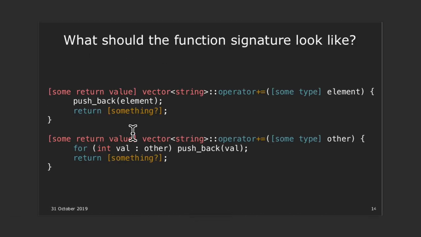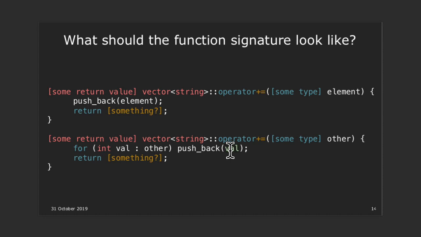We're going to have to write these functions to basically tell C++ what it means when we do plus equals on this vector string. Here, I haven't told you what the return value is, and I haven't told you what the parameter type is, although it's some sort of element. We are taking the element and just pushing it into our vector. Make sense? There's a lot of other stuff going on, and we'll talk about what to put there. Similarly, over here, other is some kind of vector. We're going to go through the entire vector and add all the values into our current vector.